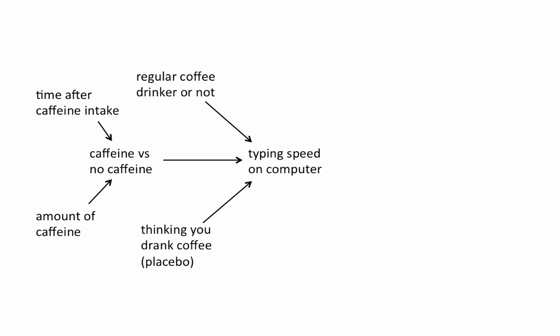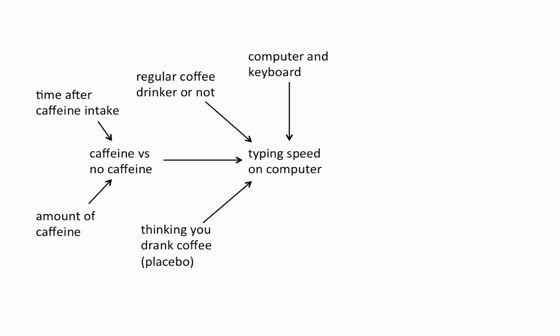We need to make sure, we have basically two choices here. Either we can only choose one kind of person to participate in our experiment. We can just get regular coffee drinkers or just get people who never drink coffee. Or we can ask everyone whether they do or not, and then that becomes another predictor variable.